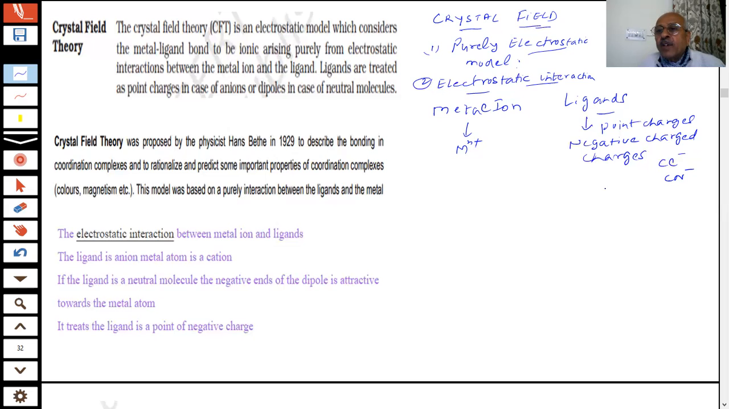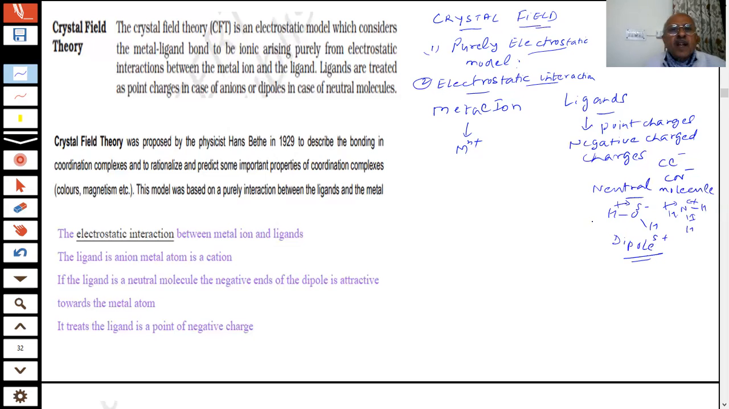Neutral molecules are not carrying any charge, but they have dipoles. If I write H2O, this end is negative, this is positive, and you know there is a dipole. If I write ammonia, because of the electronegativity difference, there is a dipole. So in neutral molecules also there are dipoles, and we treat them as dipoles. So anions are negatively charged, neutral molecules are dipoles.